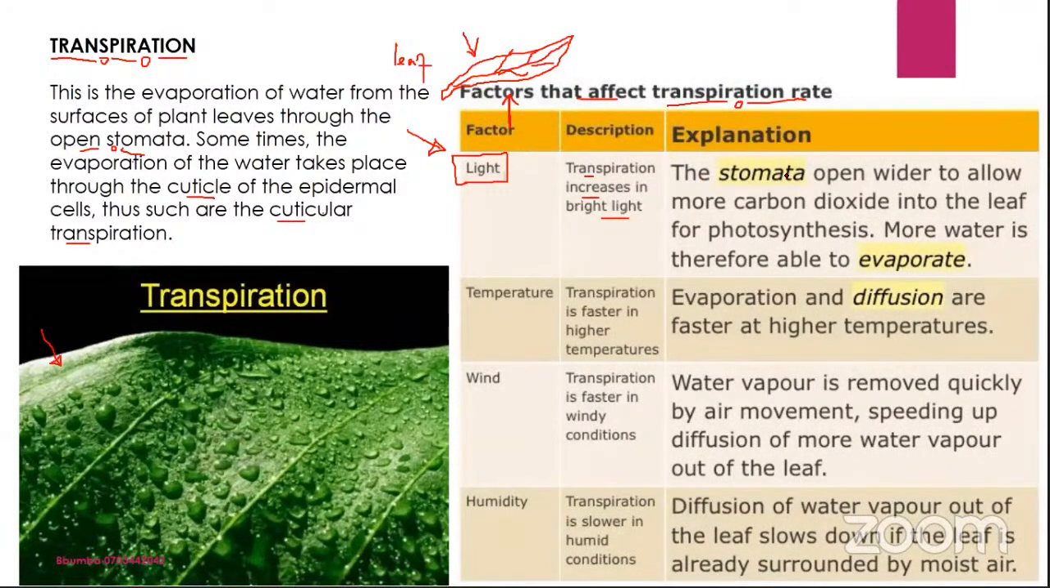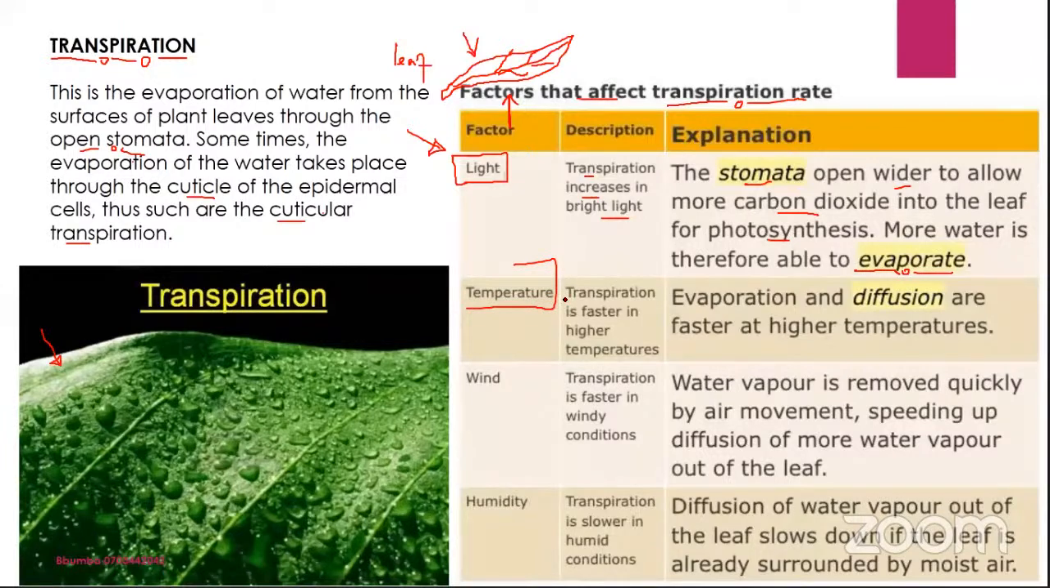Okay, so the stomata open wider. That means light has the effect of opening the stomata. So the stomata open wider to allow more carbon dioxide into the leaf for photosynthesis, normally during the day when there is too much light. Now more water is therefore able to evaporate. As the plant is trying to take in as much carbon dioxide as possible to make more food during the day, it also loses water. Then another factor is actually temperature.